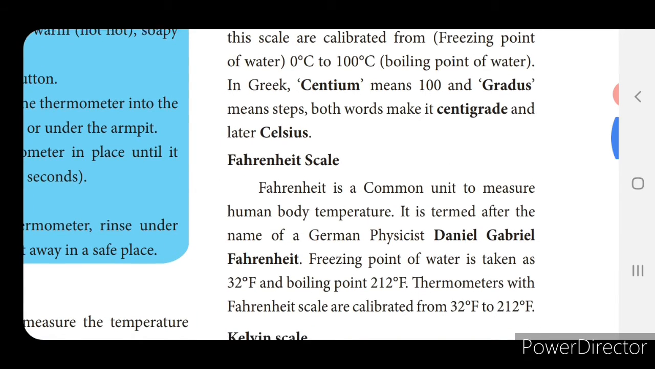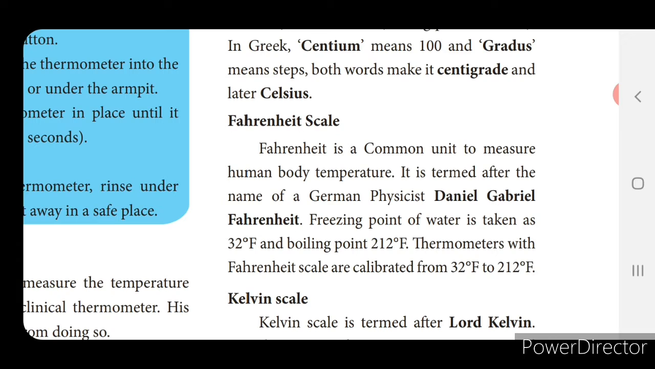Next one, Fahrenheit. Fahrenheit is a common unit to measure human body temperature. It is named after the German physicist Daniel Gabriel Fahrenheit. In the Fahrenheit scale, the freezing point of water is 32 degree Fahrenheit and the boiling point is 212 degree Fahrenheit. So the thermometers with Fahrenheit scale are calibrated from 32 degree Fahrenheit to 212 degree Fahrenheit.